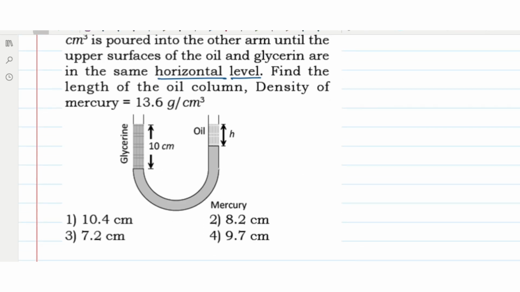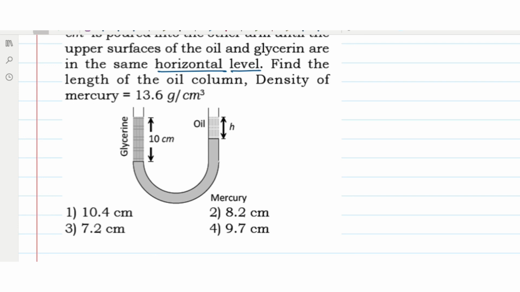So here you are pouring glycerin. It was placed in the U-shaped tube at 10 centimeter height. Now you are pouring some oil. So for both the liquid columns, the height of the oil is H, and the glycerin is given as 10 centimeter. Here we need to calculate the length of the oil column, how much it is.